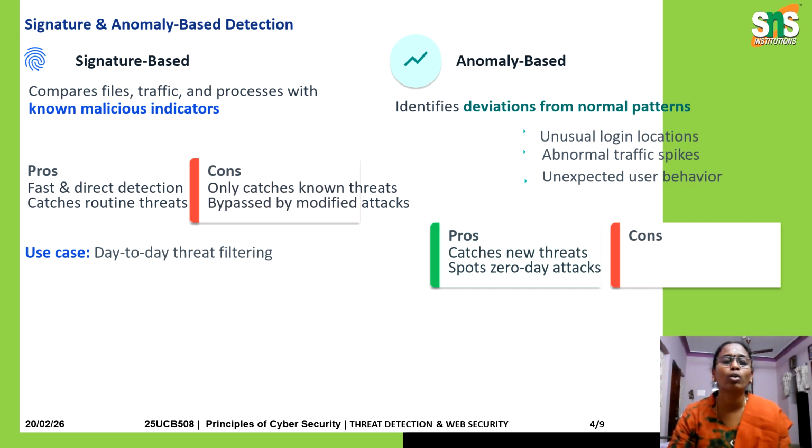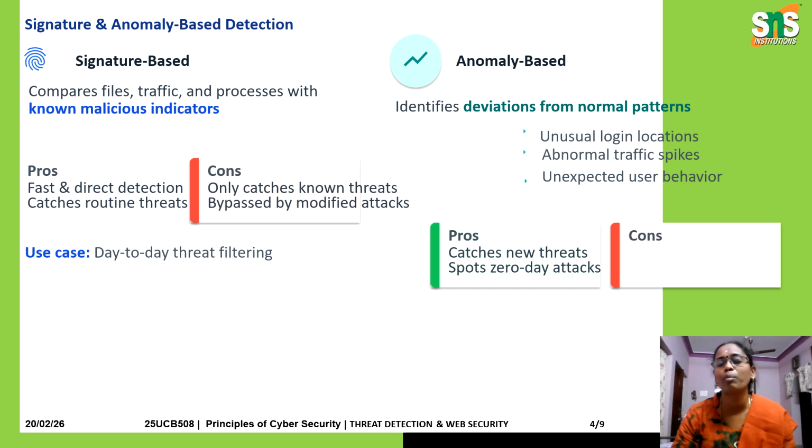What are the pros and cons of signature based and anomaly based detection? The pros of signature based are fast and direct detection that catches routine threats, whereas the cons are that it only catches known threats and can be bypassed by modified attacks. In signature based detection, threats can be known only from patterns that already exist. A bypass or modified attack cannot be identified using signature based detection.